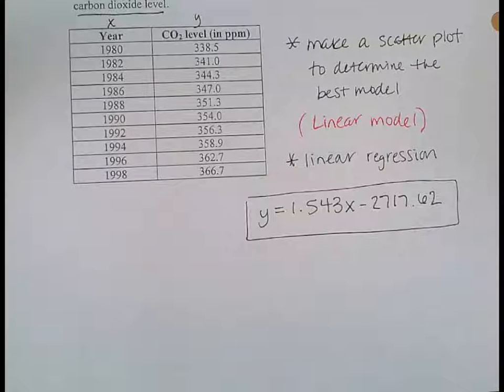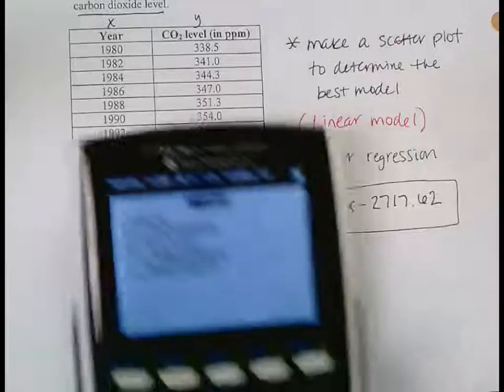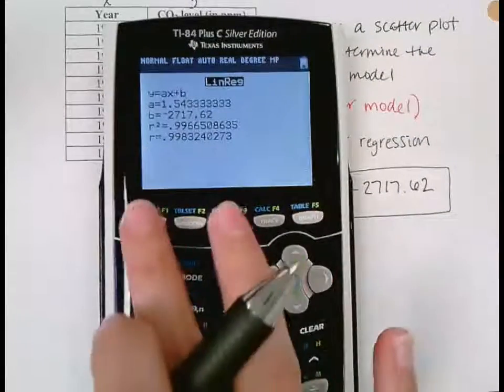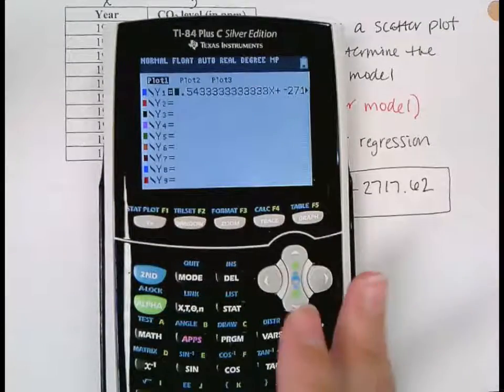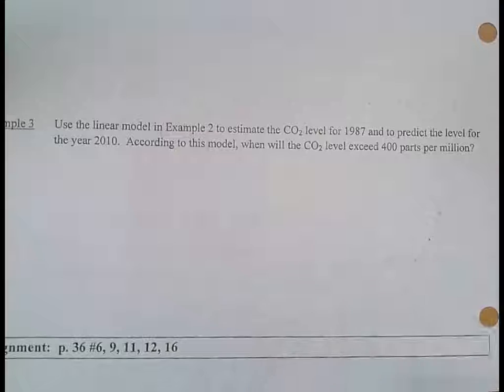Example 3 goes along with example 2. I do want to show you on your calculator, if you hit y equals, you should see the equation already typed in for you for y1 because it stored it in there. So in example 3, it says to use the linear model in example 2 to estimate the carbon dioxide level for 1987 and to predict the level for the year 2010.